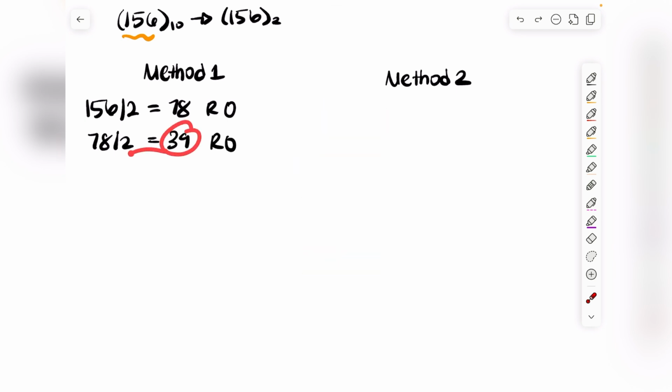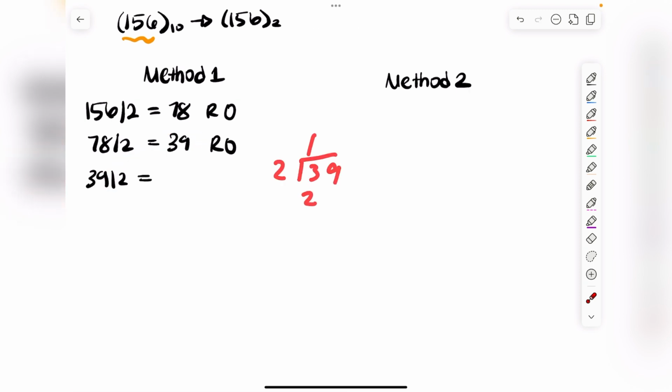Then you take 39 and divide it by 2. So that's 1, that's 2, that's 1, that's 9, that's 9, that's 18, that's 1. So your answer is 19 with a remainder of 1.